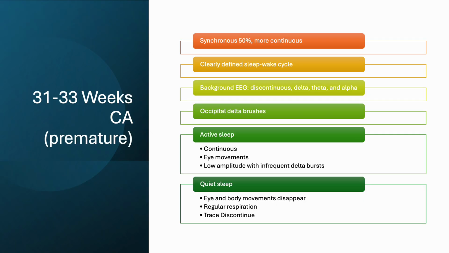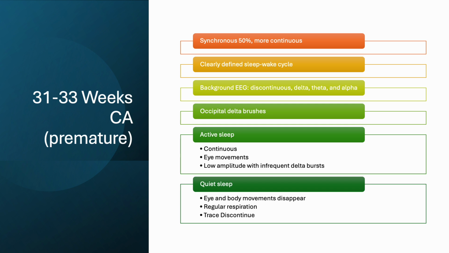At 31 to 33 weeks, the EEG is 50% synchronous and even more continuous with less interbursts. There is now a clearly defined sleep-wake cycle. Background EEG still shows some discontinuity, but also delta, theta, and alpha. This is the background, and not other features like delta brushes, which will start to show in the occipital lobe.